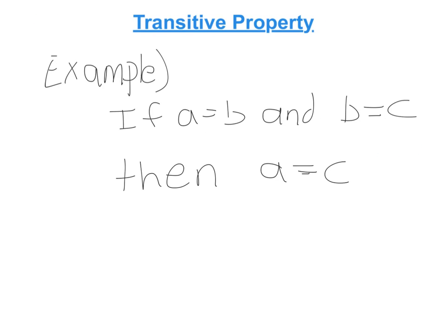Transitive property. If A is equal to B and B is equal to C, well, we know that A is equal to C because B is equal to both A and C.